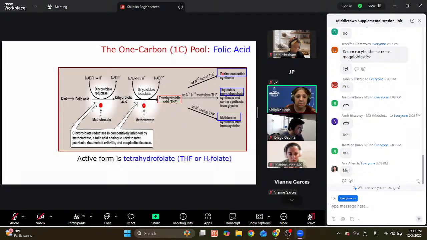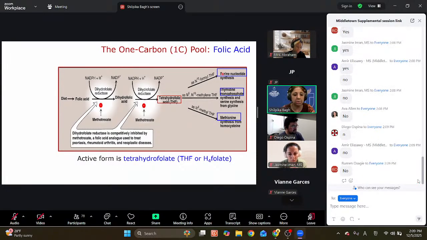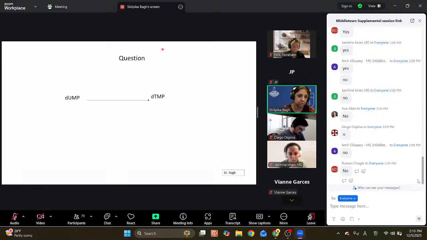Is low purine, low pyrimidine, and low methionine differentiating folate from B12 deficiency? No. So then you got to go and find out how you can differentiate folate from B12 deficiency. But low purine and pyrimidine are responsible for macrocytic or megaloblastic anemia in both folate and B12 deficiency because nuclear maturation lags behind cytoplasmic maturation. Does that make sense?